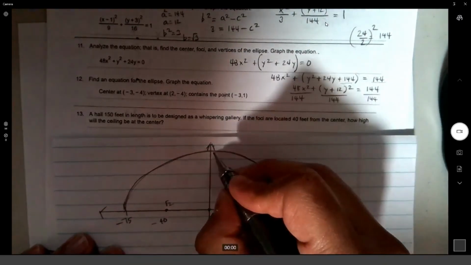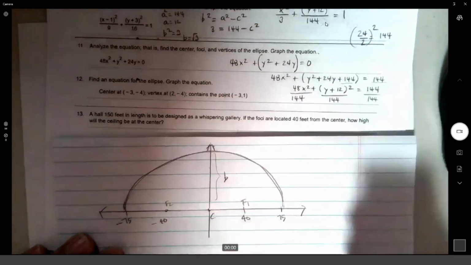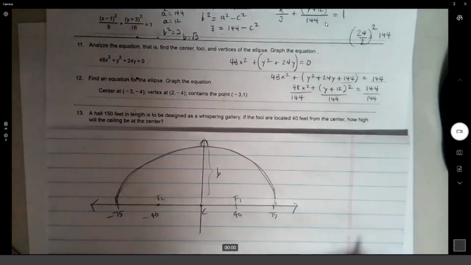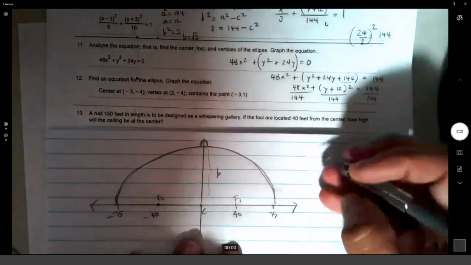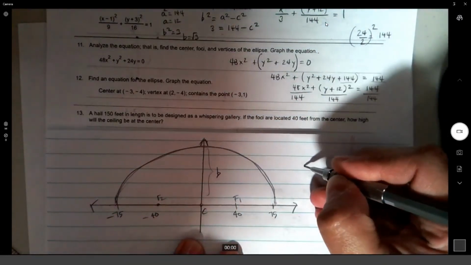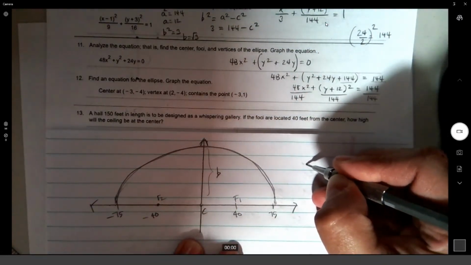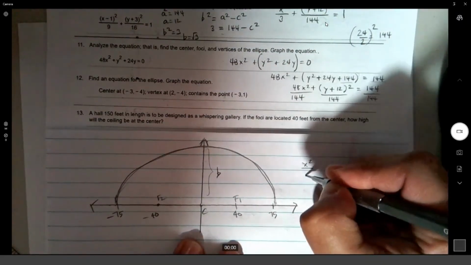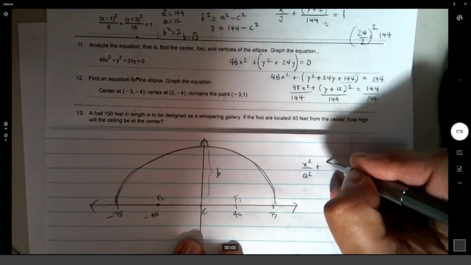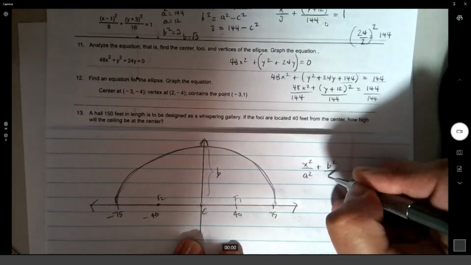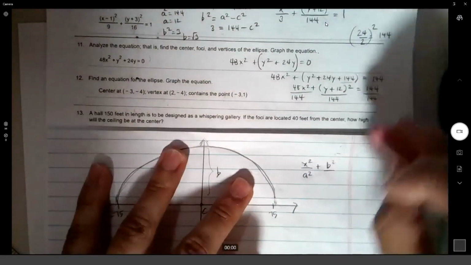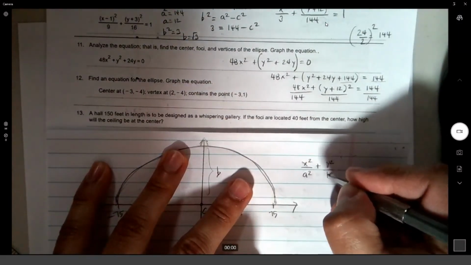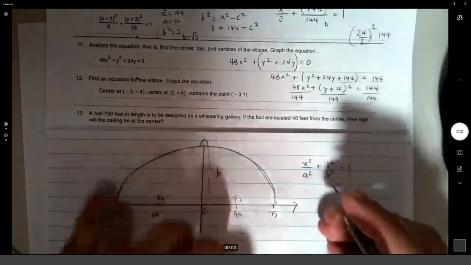We're looking for b. That's right. Since it is centered at 0, 0 and it is laying on its side, this must be of the form x squared over a squared plus y squared over b squared is equal to 1.